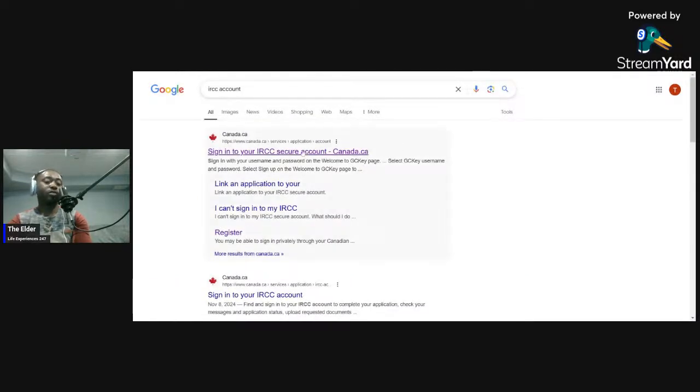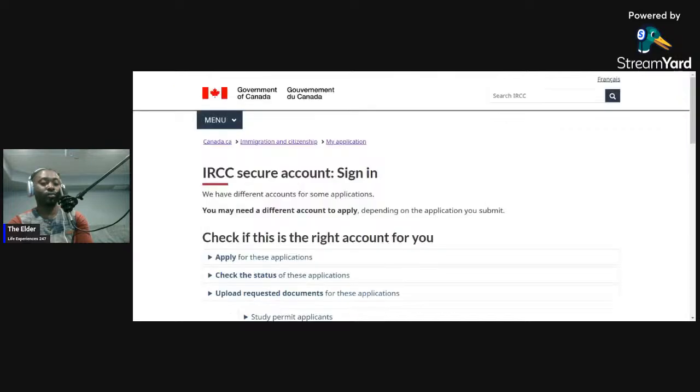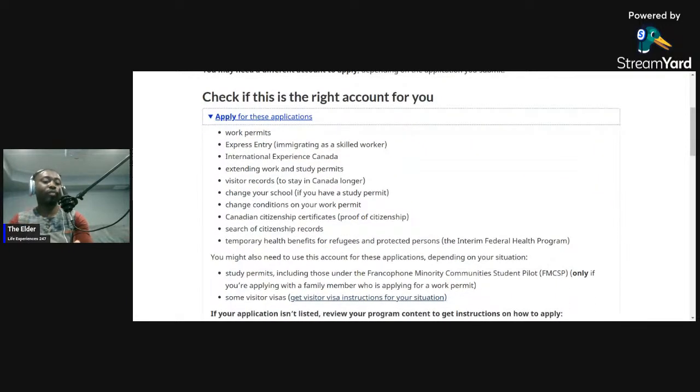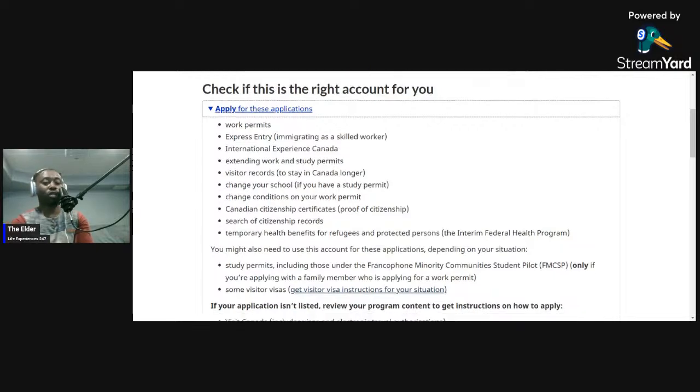So you come to Google, you just search for IRCC account, and you have one from canada.ca with a link here. You can click on this, and they still take you to the same place, apply for these applications. It tells you the kind of applications you can apply for with your IRCC account. You can apply for a work permit. You can apply for Express Entry, which is what we are going to do now. You can apply for International Experience Canada, study permit and all of that.